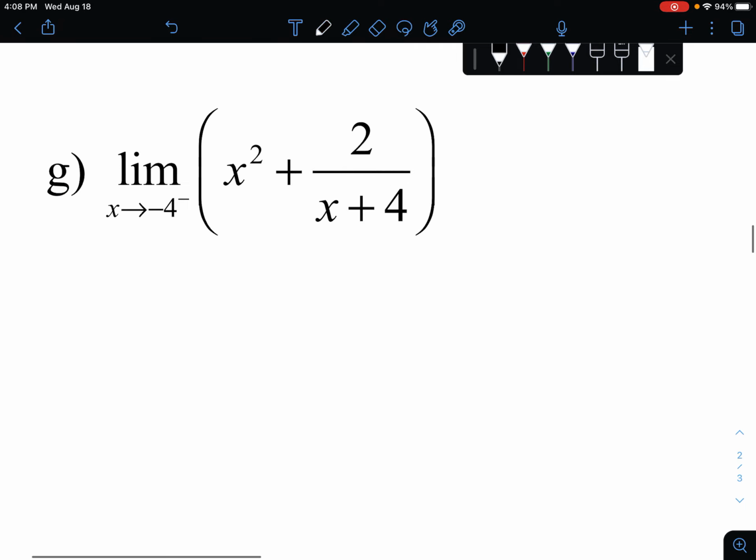All right, moving on. As I approach negative 4 from the left, again, direct substitution is always my first go-to. I can put in negative 4 to the x squared, and that is just 16. If I put in negative 4 down here, though, I'm dividing by 0. So let's think about, I'm approaching from the left.